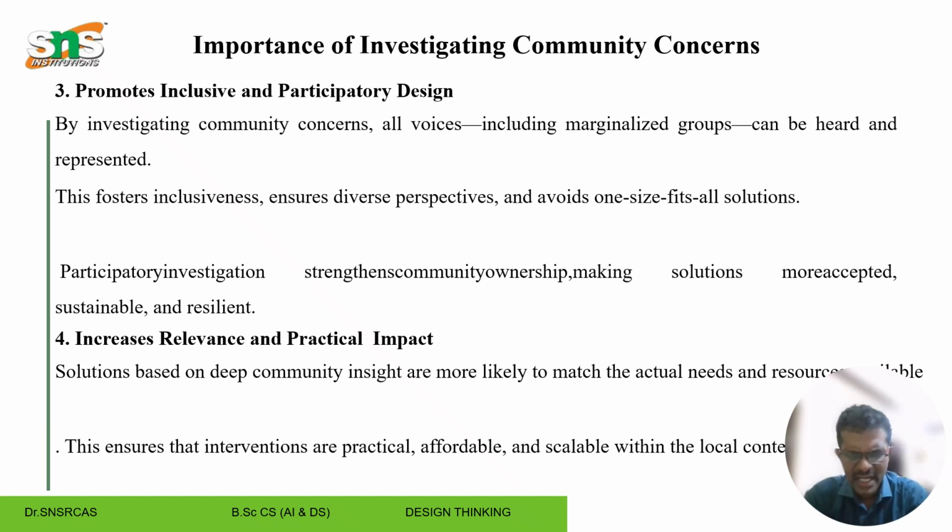Next, increasing relevance and practical impact. Increasing relevance and practical impact means solutions based on deep community insights. Here we need to focus on deep community insights, so the solutions are likely to match the actual need. We need to go with the actual needs of the people and the resources available. What is the real purpose of the solutions needed for the particular problem? We need to check.